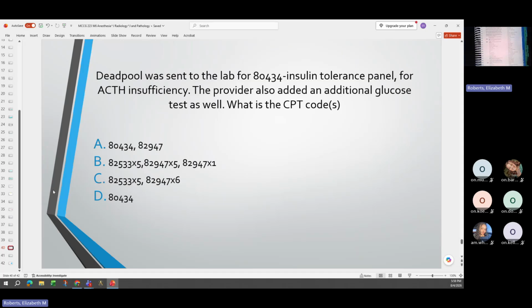Deadpool. Oh, Deadpool. This guy was sent to the lab for 80434 insulin tolerance panel for ACTH insufficiency. The provider also added an additional glucose test as well. What are the CPT codes?